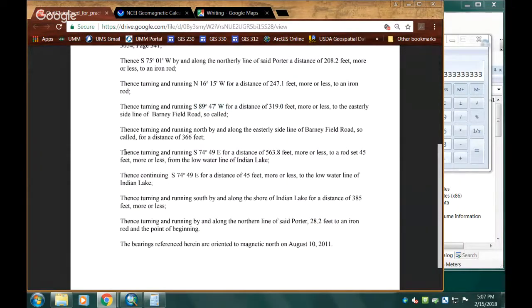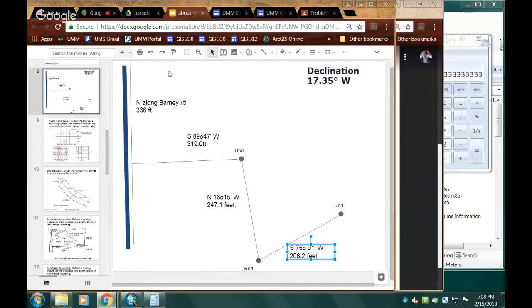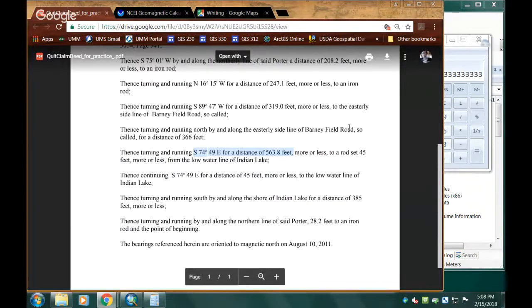Thence, turning and running south 74 east for a distance of 563 feet to a rod. Okay, so what is it? South 74 east, so just a little south of east. So about like that, but a long way, like here. And there's a rod there.